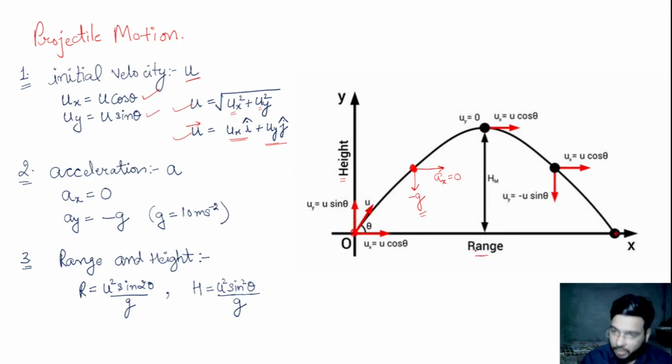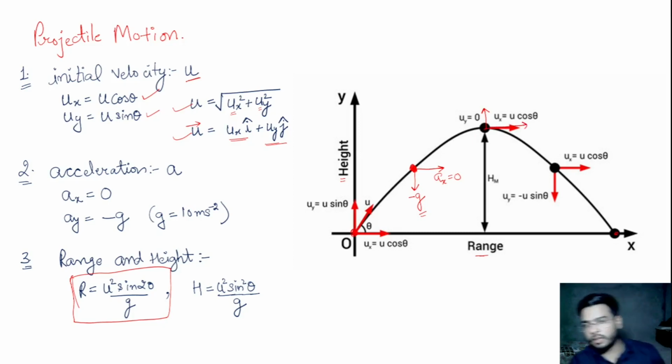And if you remember the formula, this is the formula to calculate the range. The range is equal to u square sine 2 theta divided by g. Understood? Now if we talk about the height, the maximum height the object can reach, it means that at this point the object cannot move upwards any more. This is the highest point, and only after this it is declining.